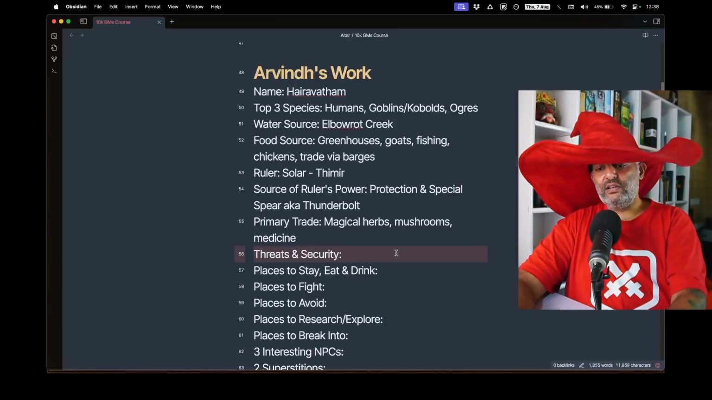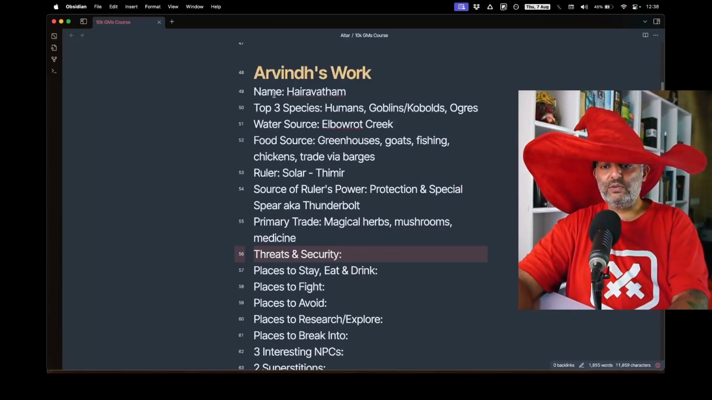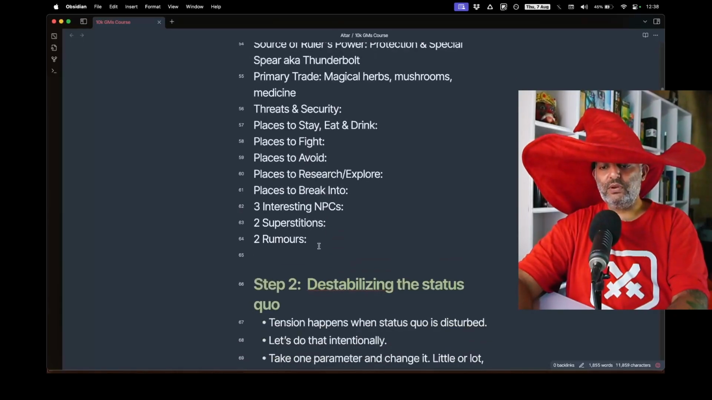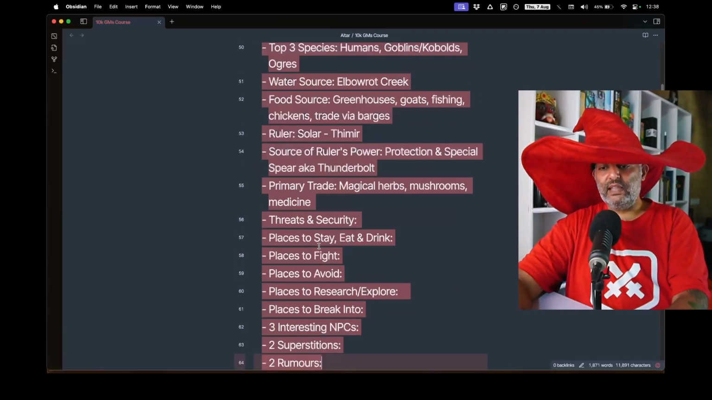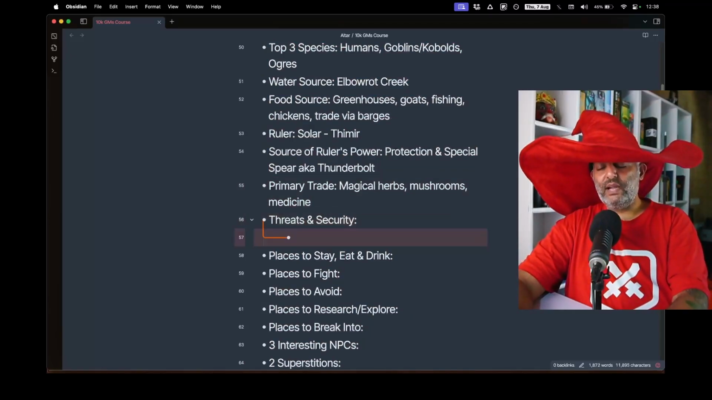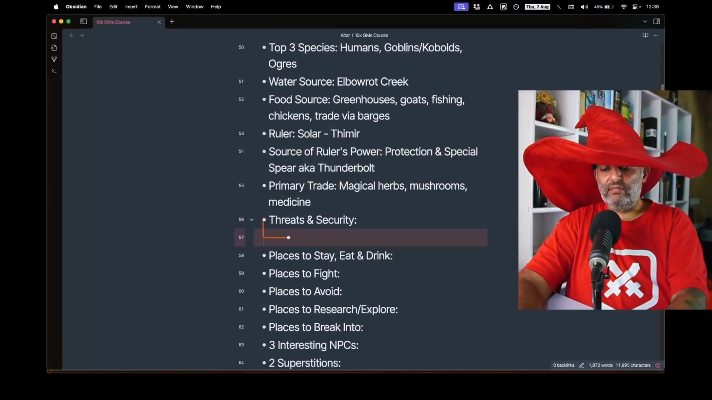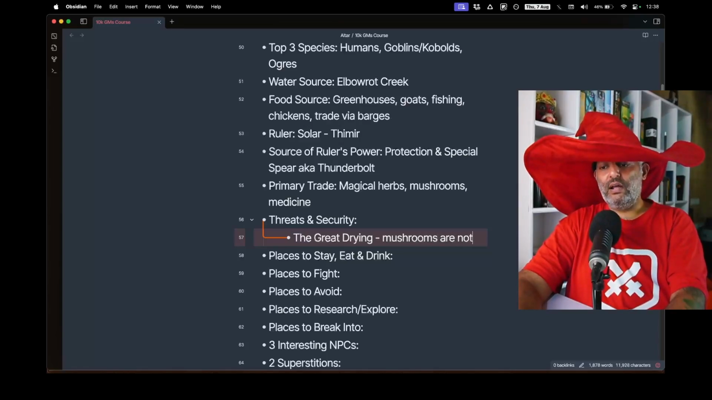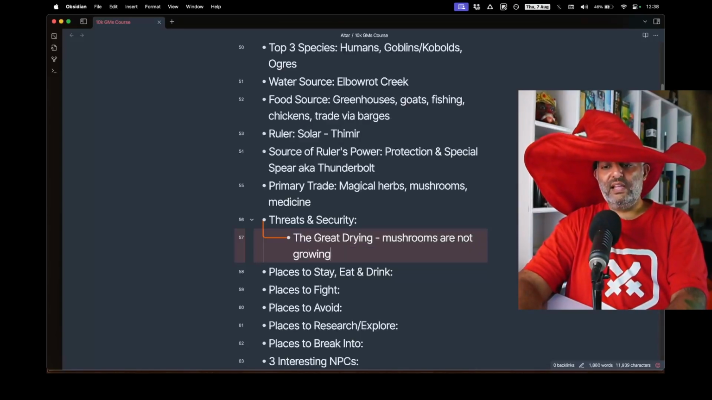Okay, in terms of threats, what can I have as threats? You know what? I'm going to change one thing. I'm just going to put all of this in bullets, because then it'll make it easier for me to do the whole thing. In terms of threats, I am going to say global warming. Okay, but not the way that this thing's rising, but the great drying. So maybe the marshes are drying, and therefore mushrooms are not growing. Okay, let's say that's there.